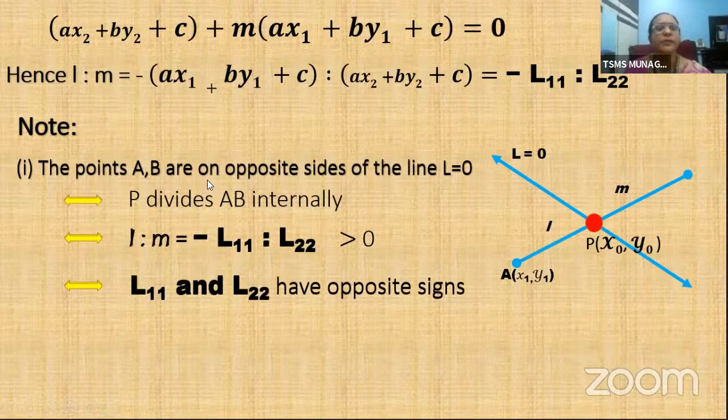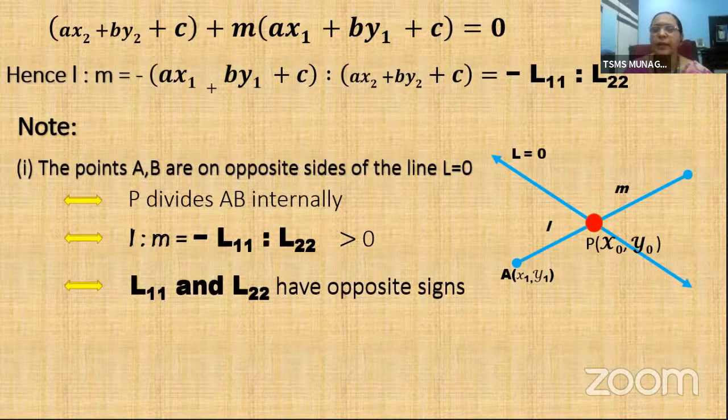So here what do we understand? The points A, B are on opposite sides of the line L equal to 0, which means P divides AB bar internally, which means L is to M is going to be positive. Minus L11 is to L22 is going to be greater than 0, which means L11 and L22 have opposite signs. If one is positive, the other one is negative. The first one is negative, second one is positive. Now the other way around is also true. If L11 and L22 have opposite signs, then L is to M is positive. If it is positive, P divides internally. If it divides internally, then A, B lie on opposite sides of L equal to 0.